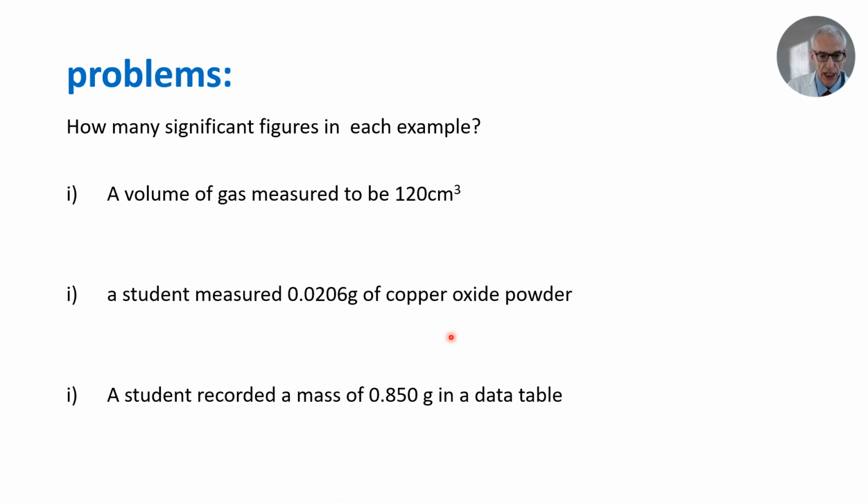Here are 3 problems. How many significant figures in each example? A volume of gas measured to be 120 centimeters cubed. A student measured 0.0206 grams of copper oxide. A student recorded a mass of 0.850 in a data table. Have a look at the rules. How many significant figures in each example? Pause, come back to check and correct when you are ready.